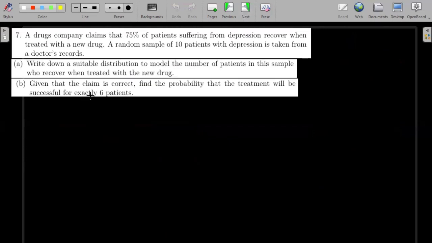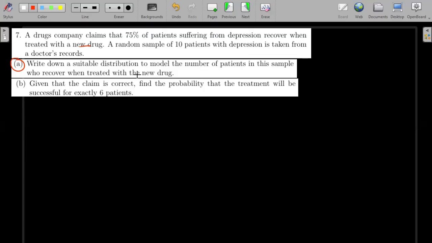So we look now at question 7. Let's read it together so we understand it. They're saying a drugs company claims that 75% of patients suffering from depression recover when treated with a new drug. A random sample of 10 patients with depression is taken from the doctor's records. A: write down a suitable distribution to model the number of patients in this sample who recover when treated with the new drug.